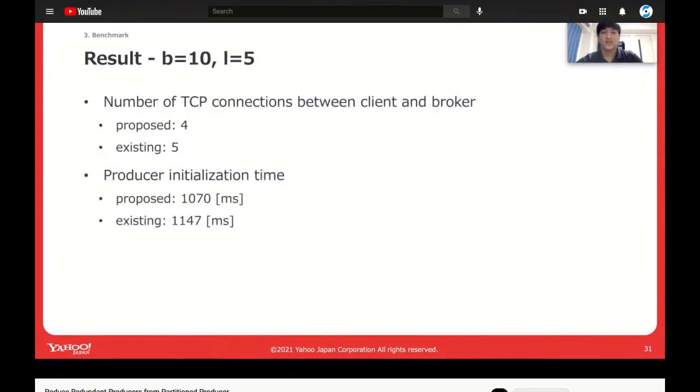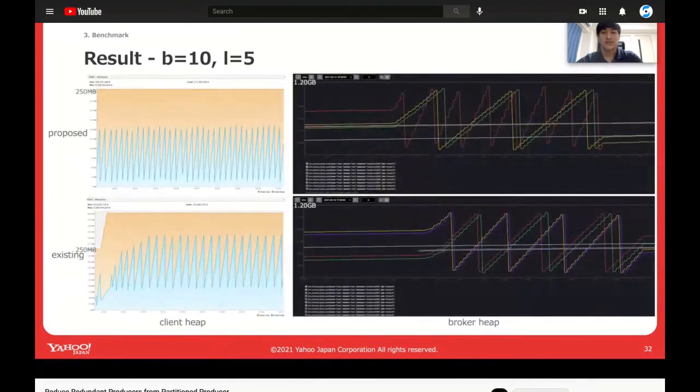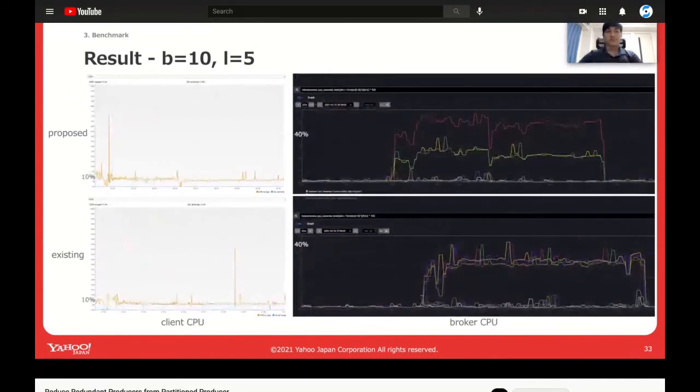The result of B equals 10 and L equals 5 is here. Heap usage is here. CPU percentage is here. I think broker CPU percentage is interesting, as with B equals 5 and L equals 3. The proposed one has a large variance.